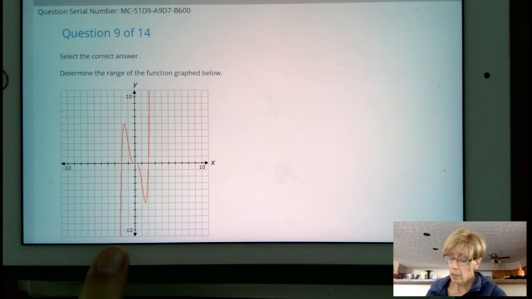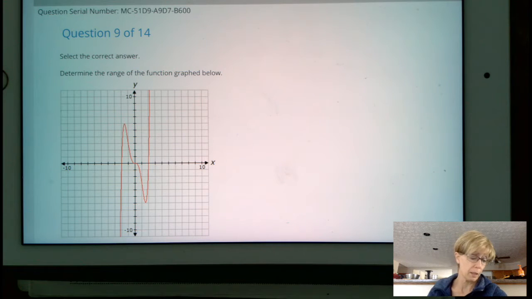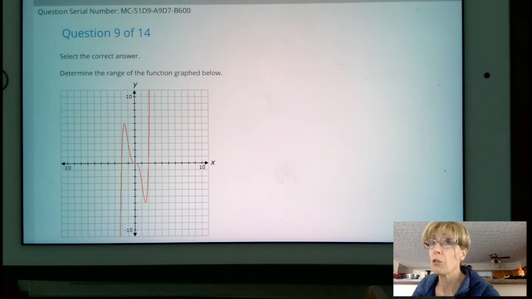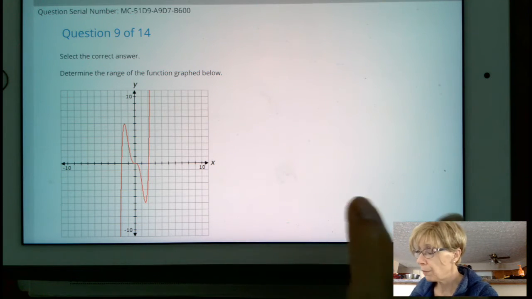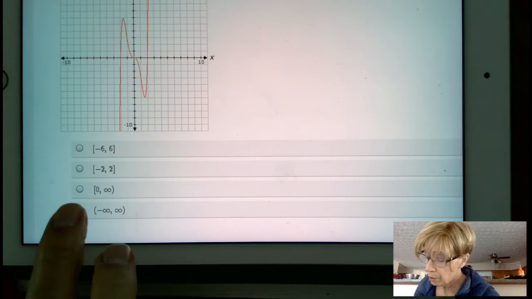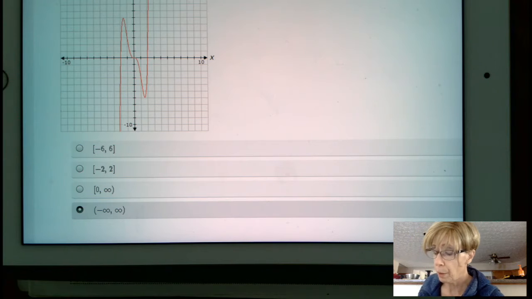And what we see is we start at the very bottom of the graph, and it appears that it continues to go on forever going downward. But it also appears that it continues to go upward forever on this graph. And when we represent that, what we say is that our range is going to be from negative infinity, the lowest possible point on the graph, to positive infinity, the highest possible point on the graph, for this particular problem.